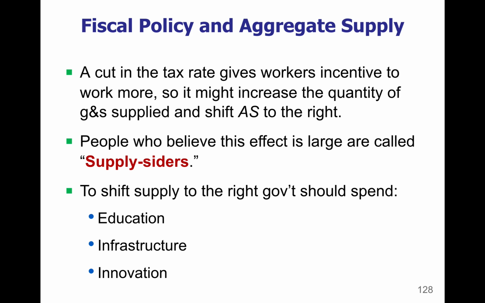And then of course innovation. We want to encourage people to start new businesses by creating and inventing new things. So if the government is going to spend money, supply-siders would prefer that the government spend it on all three of these areas. Yes, if government is spending money, that would shift aggregate demand to the right. But if it's on these three things, they would also eventually shift aggregate supply to the right as well.